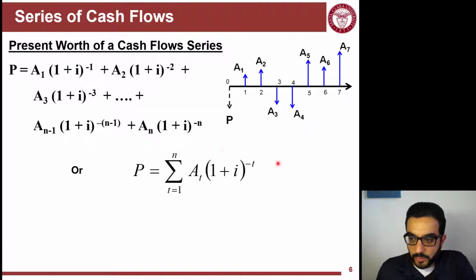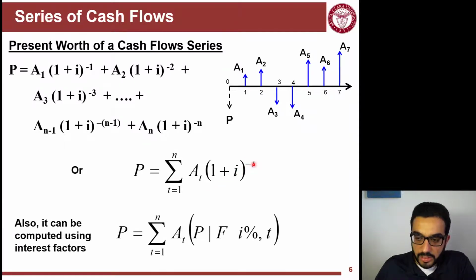Of course, that's the formula way. I can use the formula (1 plus i) to the power negative t, or n, or I can use the factors. So I will add my summation here, and every term will have a factor whose value I can get from the tables, like we have seen in the previous lesson.